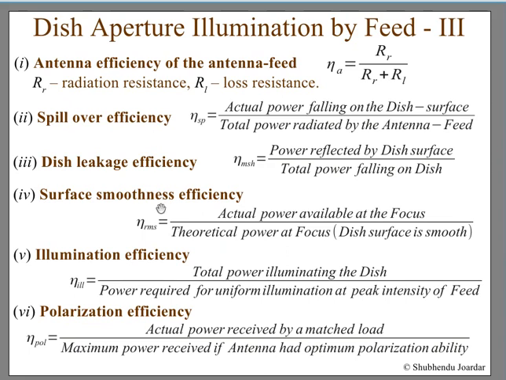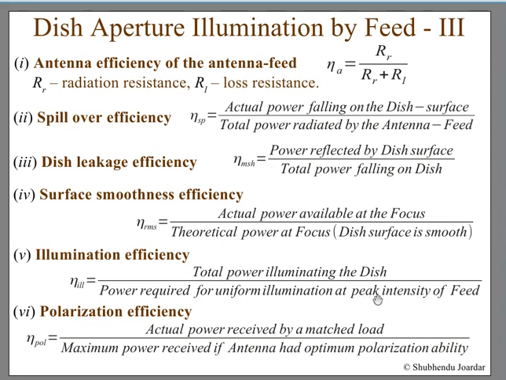Then you have surface smoothness efficiency. This is the RMS efficiency, the eta RMS. This is the actual power available at the focus of the dish divided by the theoretical power at the focus. If the dish surface is smooth, then theoretically you receive all power. So this is the ratio of that. Then you have the illumination efficiency. That is the total power illuminating the dish divided by the total power required for uniform illumination at the peak intensity of the field.